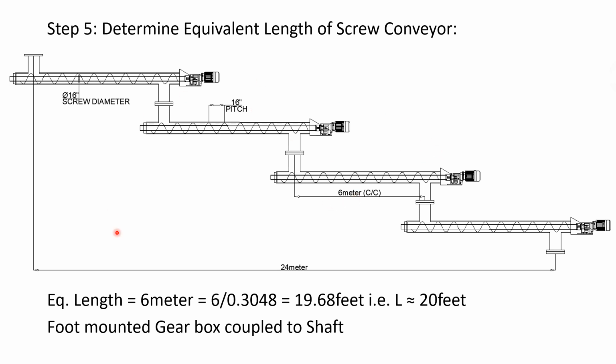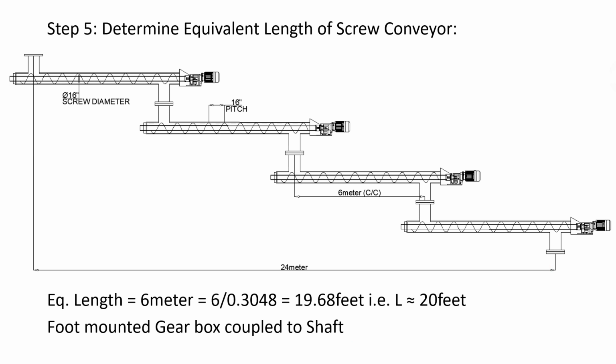So this is how I have divided the screw conveyor into 4 different equal lengths, and depending upon that, I have converted 6 meter into feet. It is 19.68 feet, that is nearly equal to 20 feet. Okay, and we have used a foot-mounted gearbox coupled to the shaft, so our efficiency will be 0.94 or 0.9.